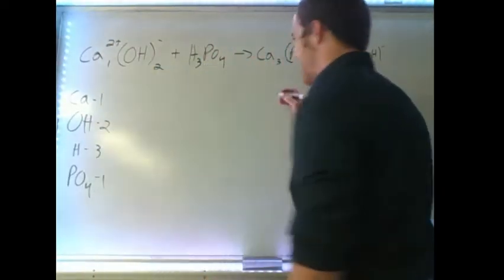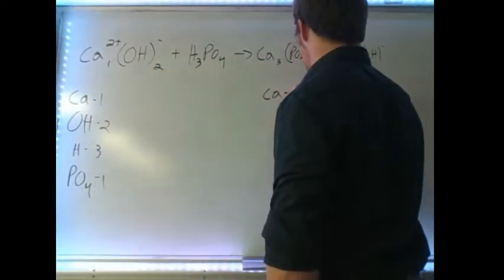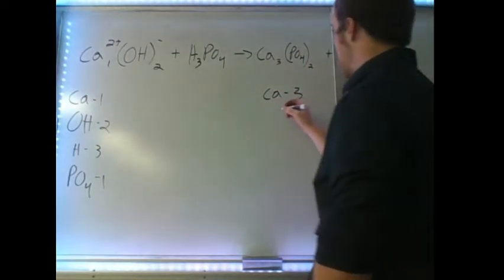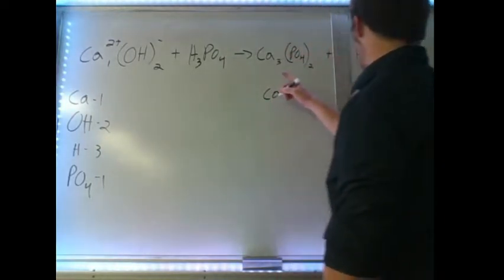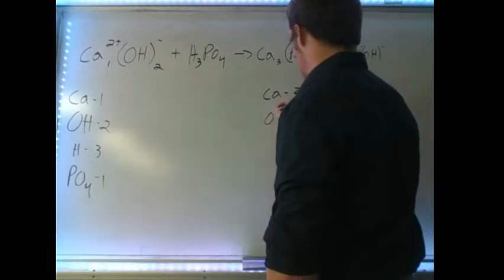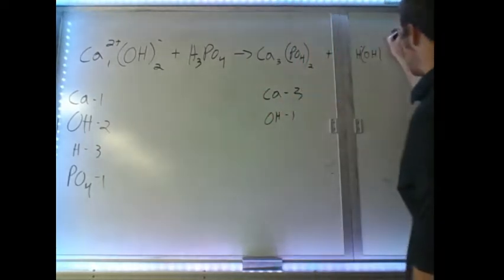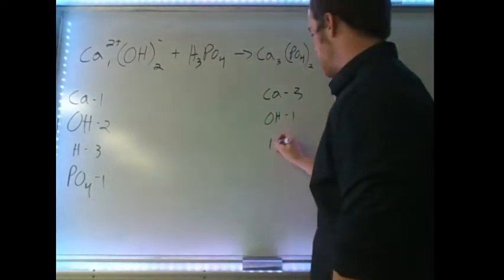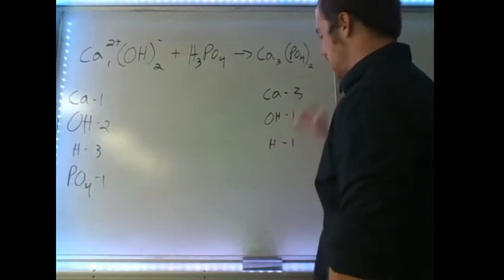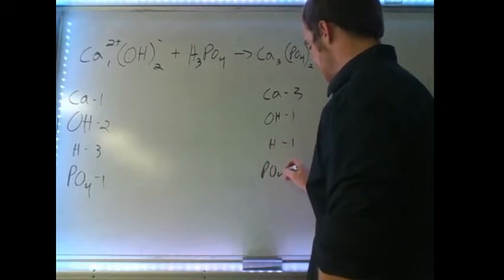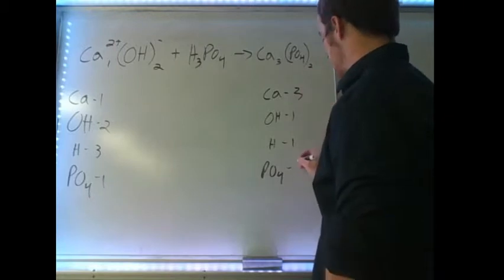Looking at my product side, I have calcium, which I have 3 of. I have my hydroxide, to keep these in order, I have 1 of. And get rid of those charges. H's, I have 1 of. And PO4s, treating the whole thing as an entirety, I have 2 of.